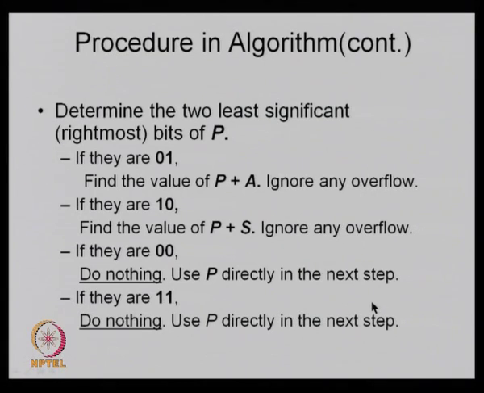But before that, what is the operation to be performed? Determine the two least significant bits of P. If they are 0, 1, then do the operation P plus A and always ignore overflow. If these two last bits are 1, 0, then do the operation P plus S, again ignoring overflow. If they are 0, 0, do nothing, use P directly in the next step, and if they are 1, 1, again do nothing, use P directly in the next step. So, only if it is 0, 1 or 1, 0, you do the P plus A or P plus S operation, otherwise do not, just move.